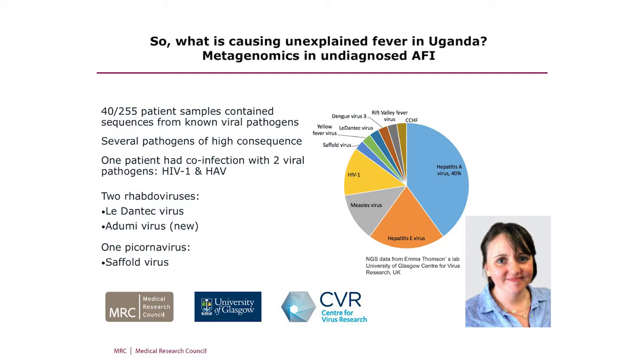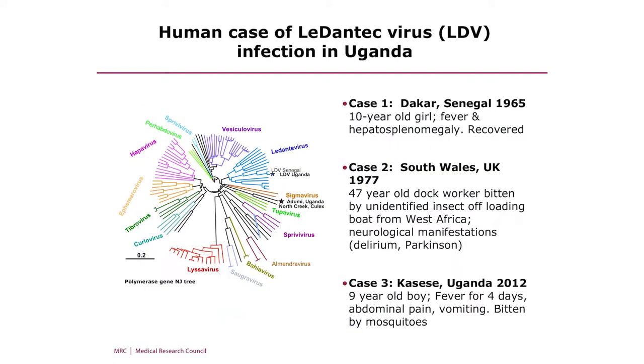This is Emma Thompson. From the metagenomics analysis that has been done among patients with acute febrile illness, we have seen a lot of co-infections among these individuals. We've seen individuals with co-infections with HIV and hepatitis A. We've recently reported Ledante virus and a new virus called Adumi virus, and a lot of other viruses. And this is the recent report of the Ledante virus.